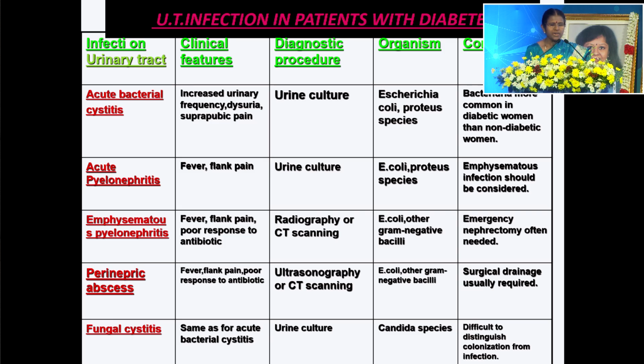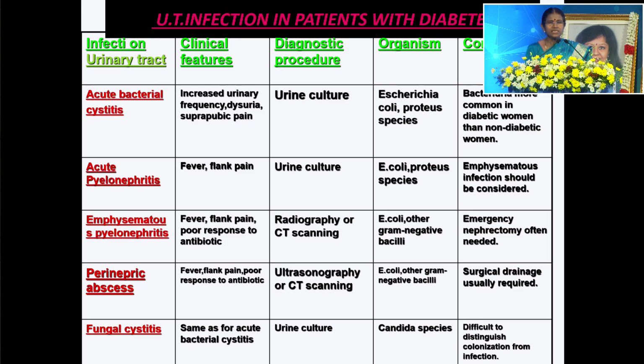In acute pyelonephritis, there is fever with flank pain. Of course, we find the same organisms by culture. Emphysematous infection should also be considered. If it is emphysematous, again the same symptoms with poor response to antibiotics. Here again X-ray or CT is done, and sometimes emergency nephrectomy may be needed. Perinephric abscess: again fever, flank pain, poor response to antibiotics. You can do X-ray or CT, and surgical drainage usually is required.